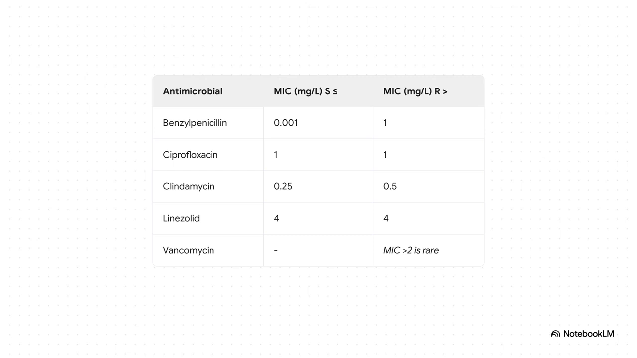And to get that susceptibility data right, we all need to be on the same page, using standardized breakpoints. Here's a look at the current ones from EUCAST for Corynebacterium. And just a little side note on vancomycin, you'll notice there isn't a formal susceptible breakpoint. That's because true resistance is incredibly rare. If you ever see an MIC over 2, that's a huge deal, and definitely something you'd want to send to a reference lab to confirm.